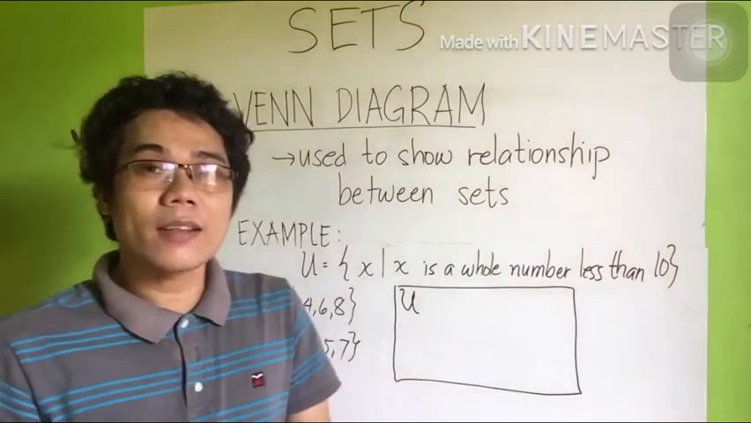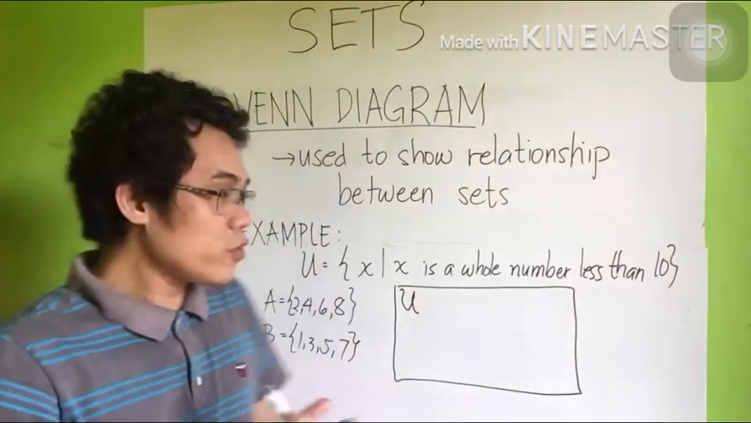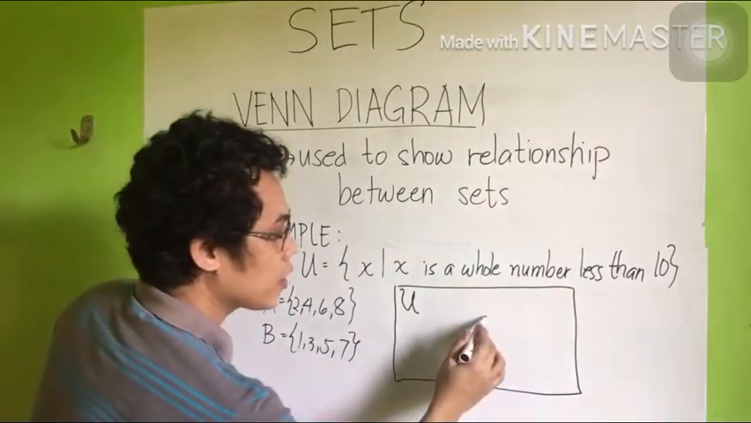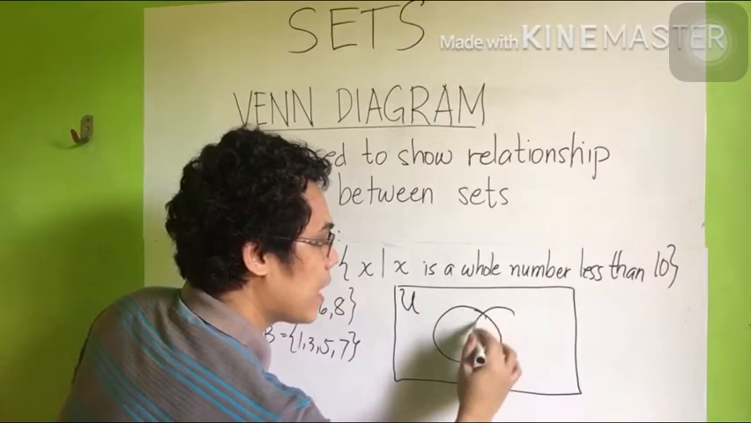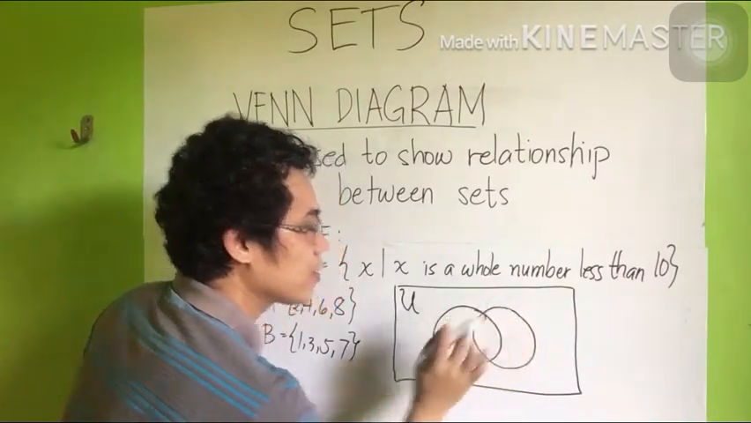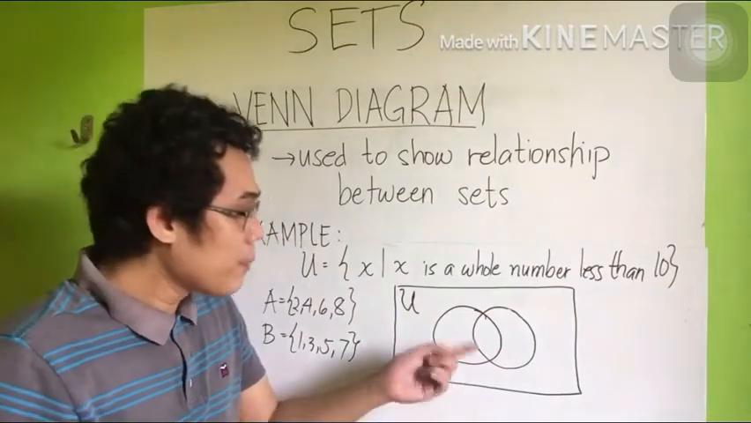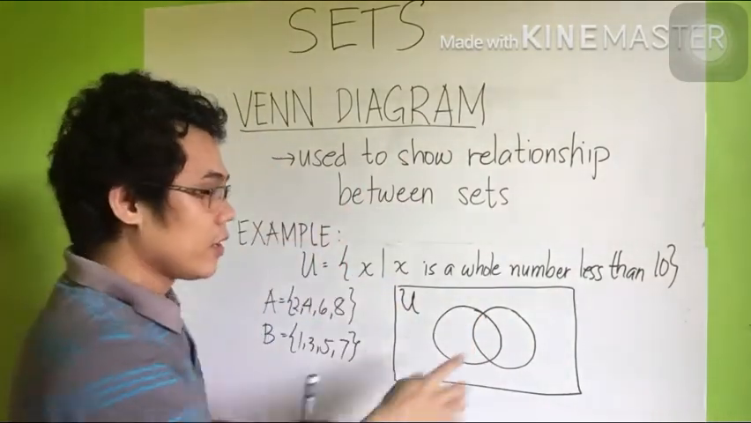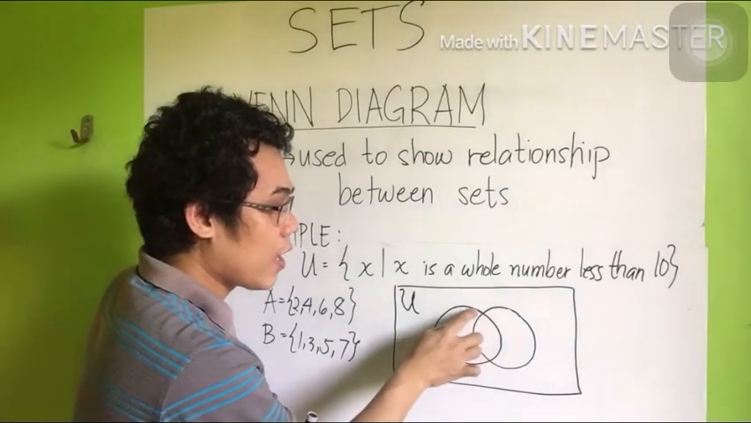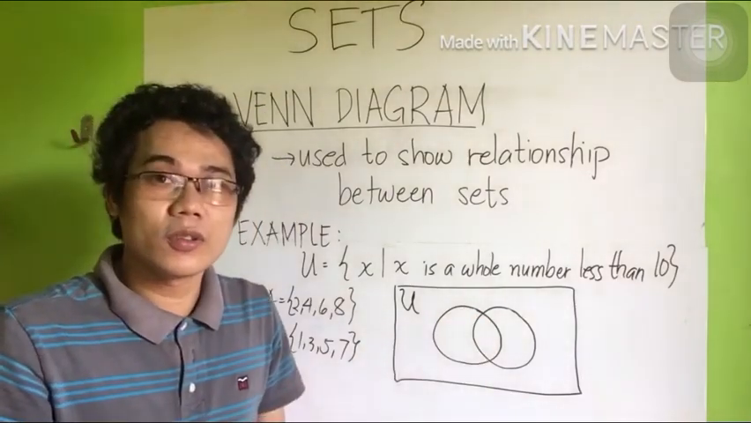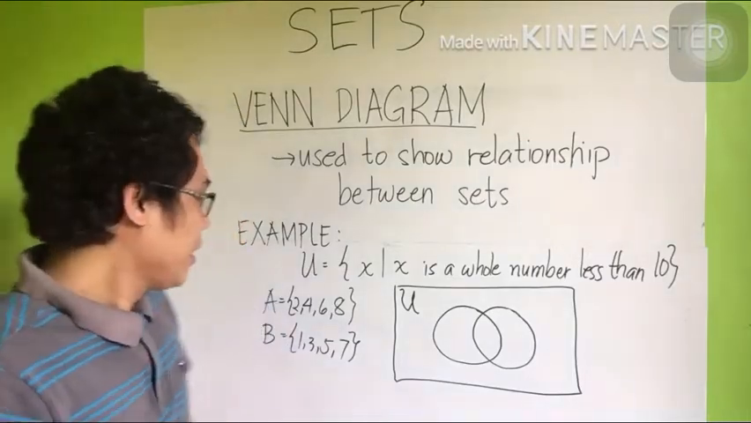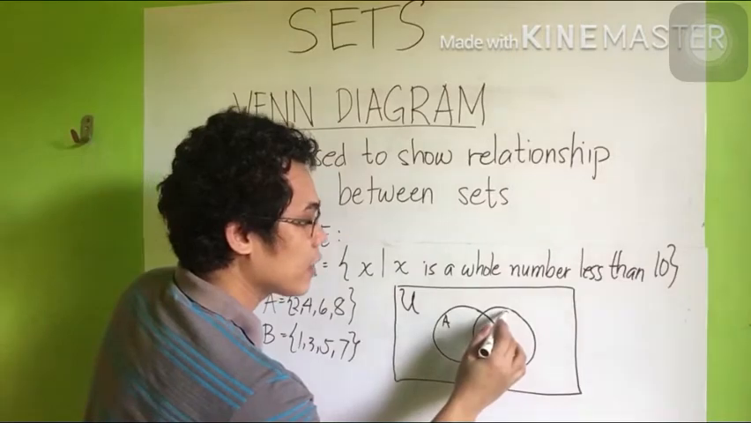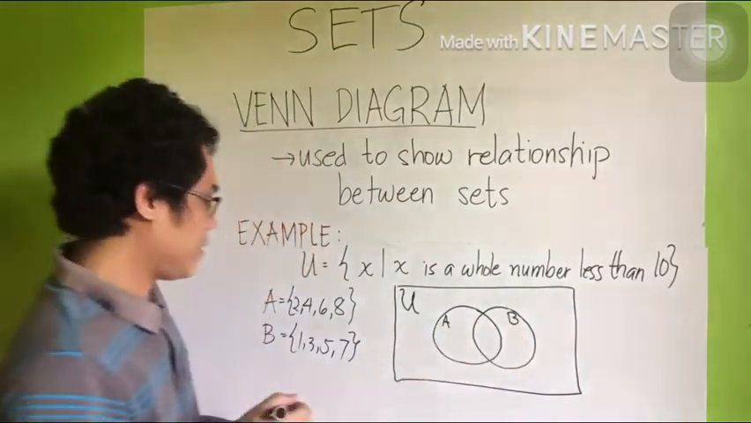And then ang gagawin natin, una, i-assume muna natin na kung meron tayong dalawang set, ganito ang itsura. So, circle. Merong nag-overlap sila. Ibig sabihin, merong point na intersection kung saan sila mag-meet. So, I will denote it as letter A. Set A, this will be set B.